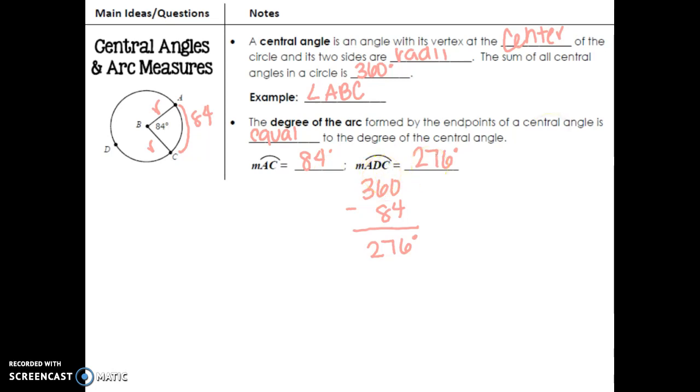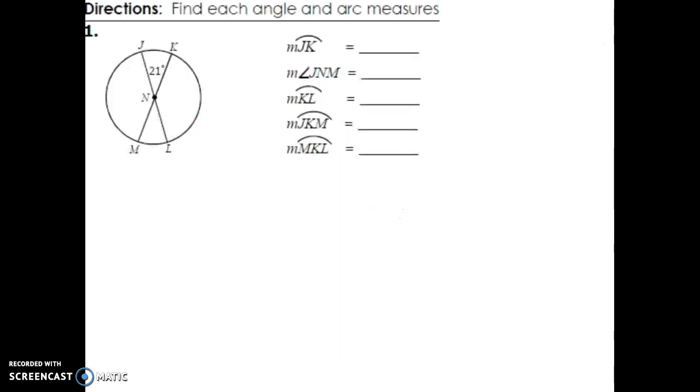So let's look at number one. The directions for number one say find each angle and arc measures. There's a couple things I don't want you guys to forget when doing these. One is the fact that we can use vertical angles. So remember, vertical angles are the ones where they cross at an X. So this is 21 degrees, this is 21 degrees.